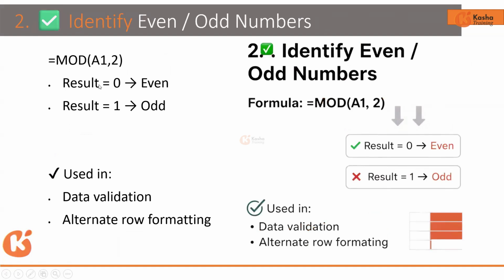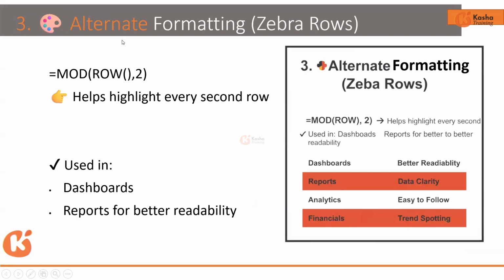So you can see here, if the result is 0, it is even. If the result is 1, it is odd. So that is also where the mod function is used. It is also used for data validation. It is used for alternate row formatting. Then it is also used for alternate formatting, which is the zebra row. Here the alternate formatting helps highlight every second row.